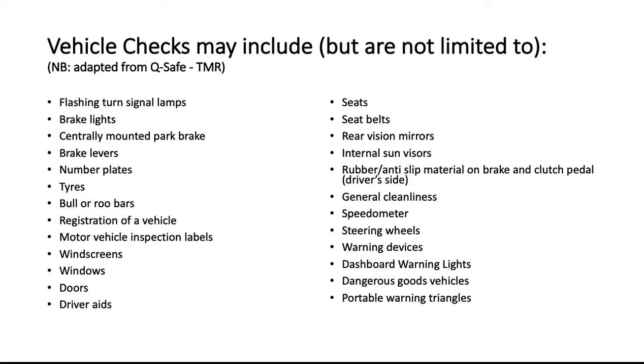Vehicle checks may include, but are not limited to, flashing turn signal lamps, brake lights, centrally mounted park brake, brake levers, number plates, tyres, bull or roo bars, registration of the vehicle, motor vehicle inspection labels, windscreens, windows, doors, driver aids, seats, seat belts, rear view mirrors, internal sun visors, rubber/anti-slip material on brake and clutch pedal on the driver's side, general cleanliness, speedometer, steering wheels, warning devices, dashboard warning lights, dangerous goods vehicles, portable warning triangles.